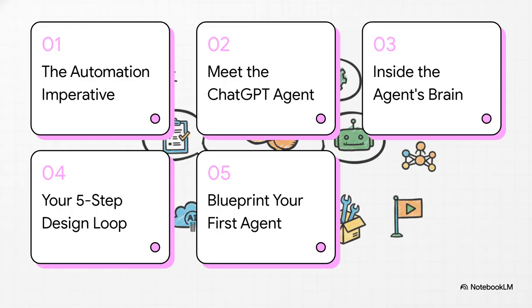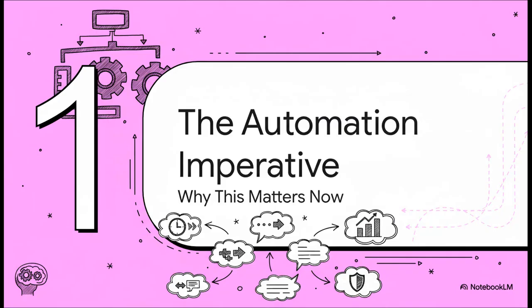Okay, so here is our game plan for today. First, we're going to cover why this is so incredibly important right now. Then we'll introduce you to the ChatGPT agent and what makes it so special. We'll take a peek inside its brain, and then, this is the best part, we're going to walk through a simple 5-step loop that'll help you design your very first agent. Sound good? Let's go. All right, first things first. Let's tackle the big why.